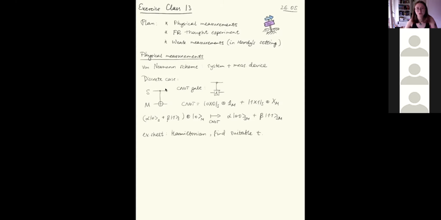Okay, so this was a very simple example of this measurement scheme for the discrete case. And now let us go to the continuous case that we also already had previously, or briefly talked about previously. So a good example of this measurement procedure in a continuous case is the Stern-Gerlach setup.